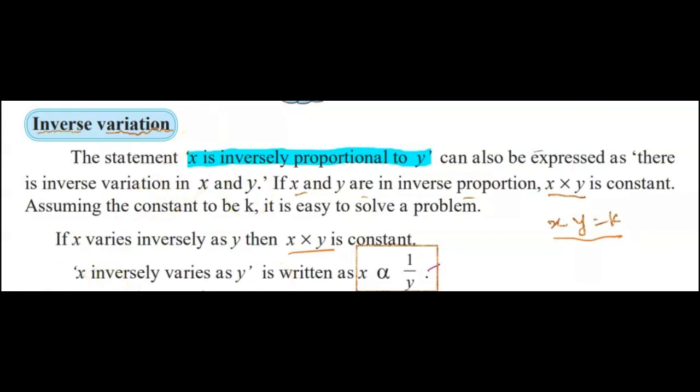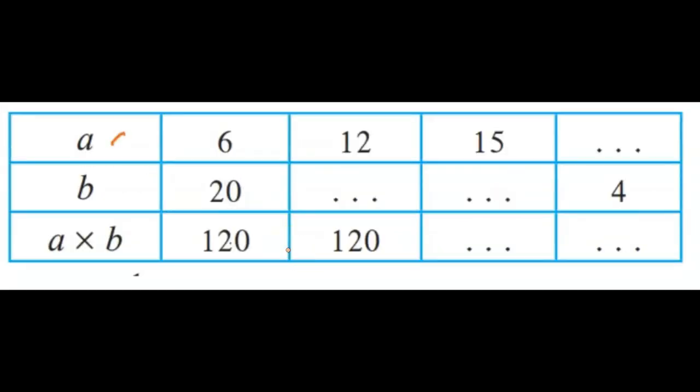Let's go ahead. Now this is a table with a value, b value, and a times b equal to k. That will be your k. Now if a is 6 and b is 20, this will be your k. 6 times 20 is 120. So k will be 120. k is a constant that is going to remain fixed. It will be 120 throughout.